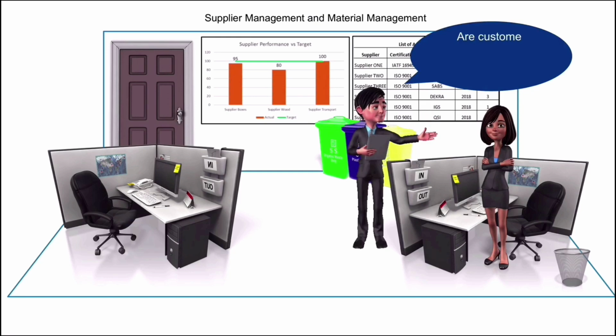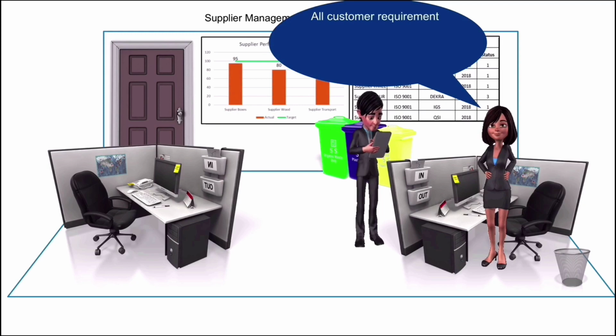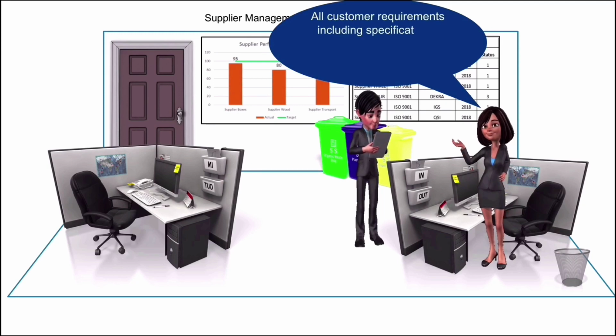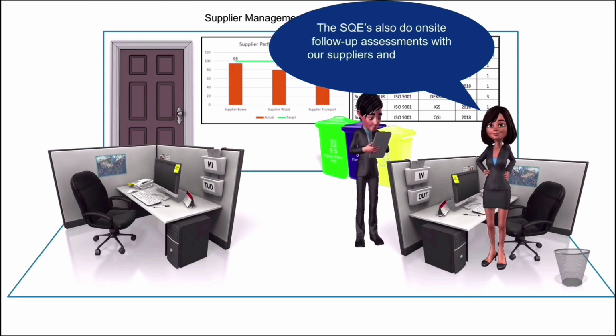Are customer requirements taken into account in the supply chain? All customer requirements including specifications, drawings, volumes, quality, legal etc. are communicated to the suppliers via our supplier quality engineers. The supplier quality also do on-site follow-up assessments with our suppliers and release the new PPAPs with our suppliers.